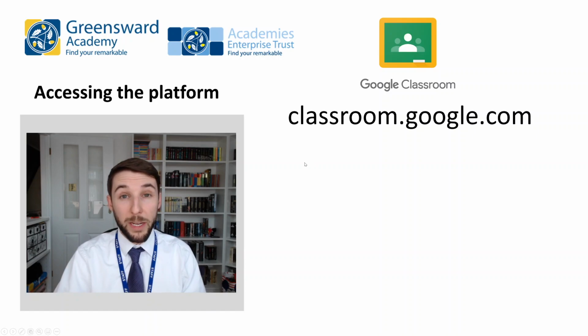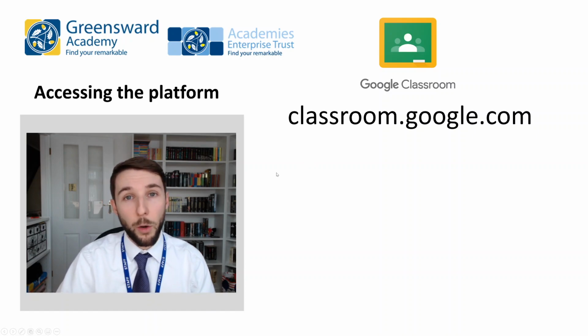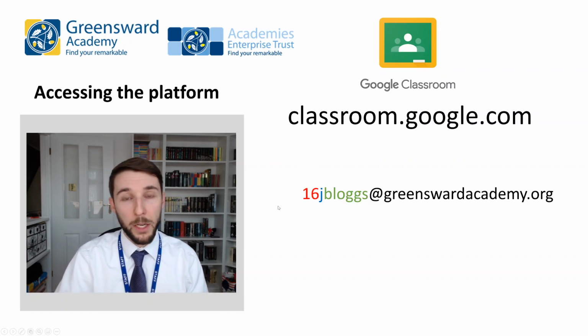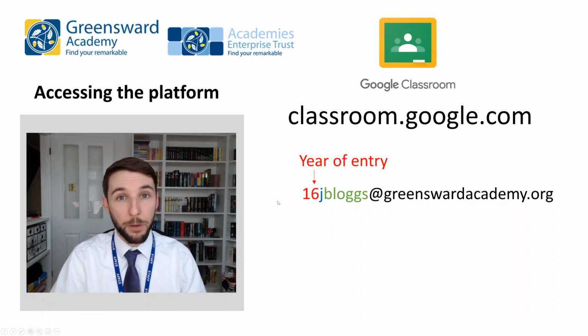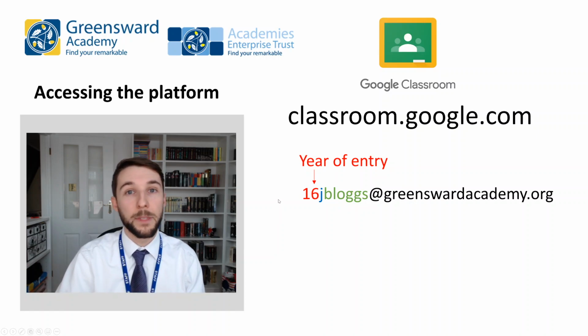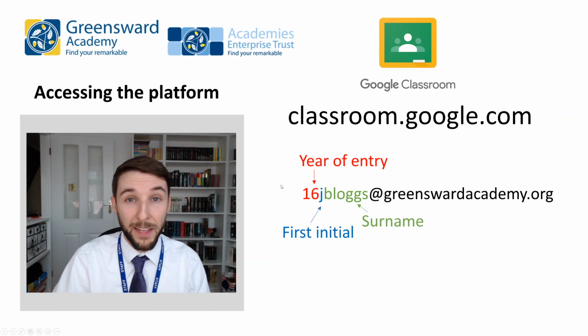Your child has already been provided with a login. That login takes the following format. At the start of the login is the year which they started. For example, a year 7 started in September of last year, so that would be 19. Then comes their first initial and their surname.